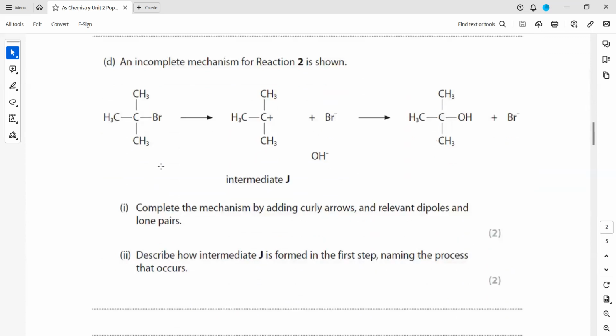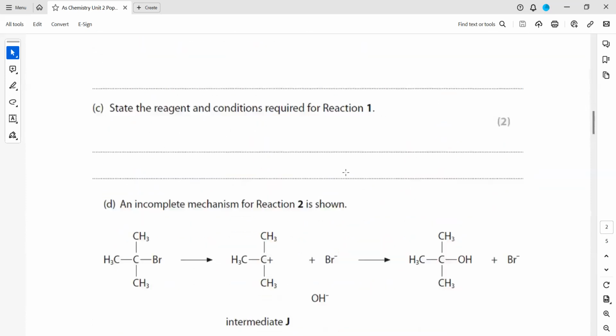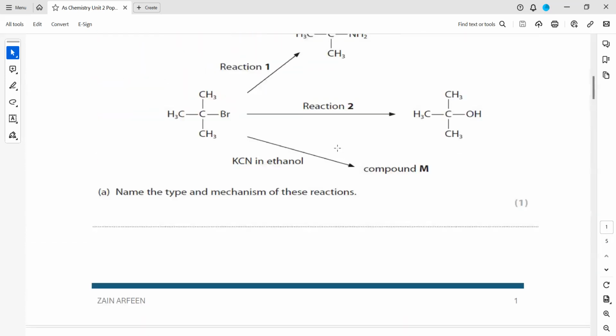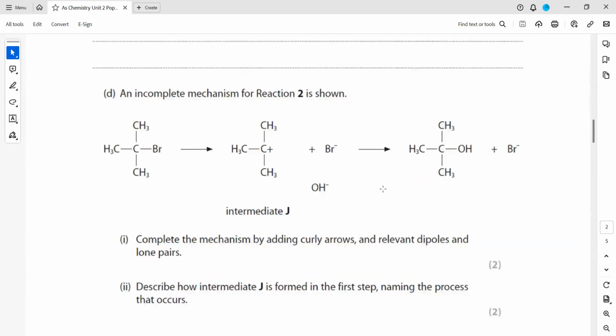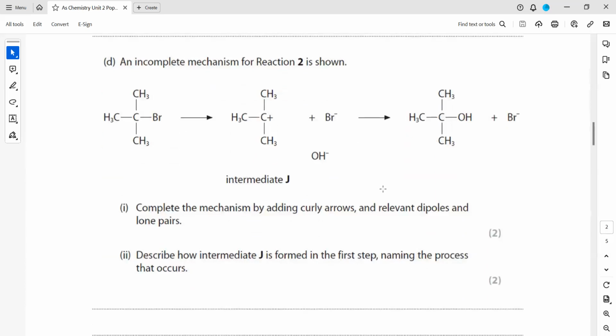In part D, an incomplete mechanism for reaction 2 is shown. As you can see here, reaction 2 is the conversion of halogen alkane into alcohol. Complete the mechanism by adding the curly arrows, the relevant dipoles, and a lone pair. Describe how intermediate J is formed in the first step and name the process that occurs. So first thing, when we want to make a dipole, bromine is more electronegative than carbon, so bromine will be partial negative and carbon will be partial positive. That's the first thing.